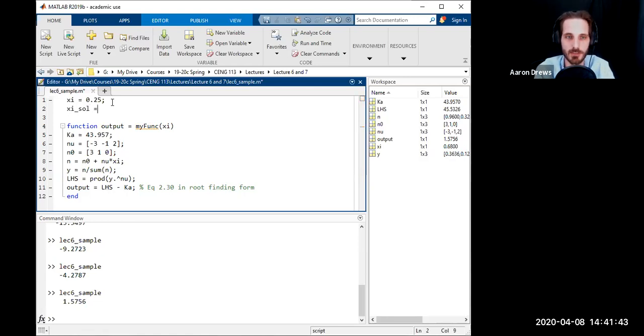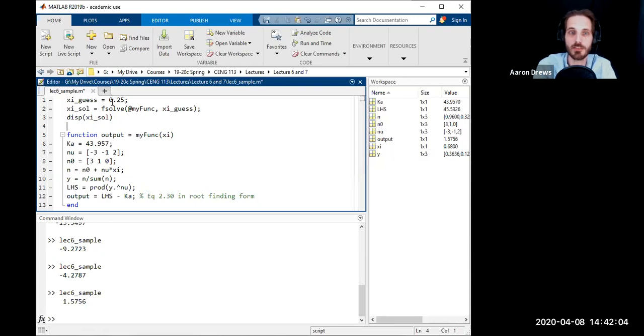So we say the solution is given by fsolve. What do you want me to optimize? I want you to guess values of xi until my function is solved. And I want you to start at my guess, which is xi sub guess. This approach is exactly the same thing as what I was just doing, except we've now let Matlab do all of the guessing and checking.